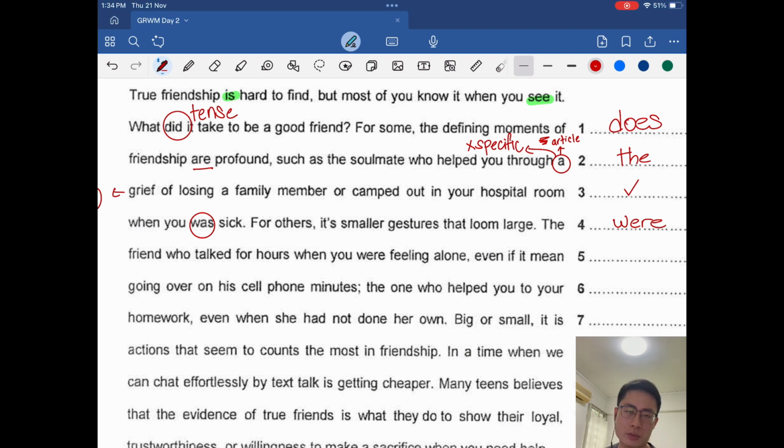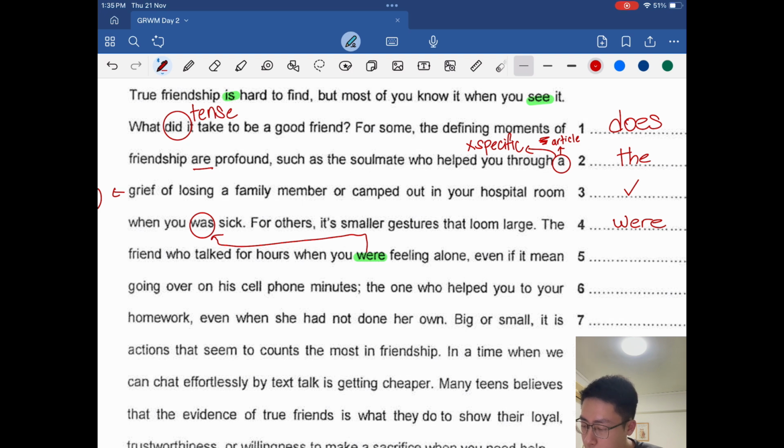The more minutes you have, the more expensive your contract is. Right? So if you go over the minutes in your contract, it's going to be quite expensive. Okay, so that's just a side point. Okay, so the friend who talked for hours when you were feeling alone, you see here, by the way, this is to prove that I was not lying to you, right? Actually, the answer for 4 is given in 5. Can you see that? Hope you can see it, okay?